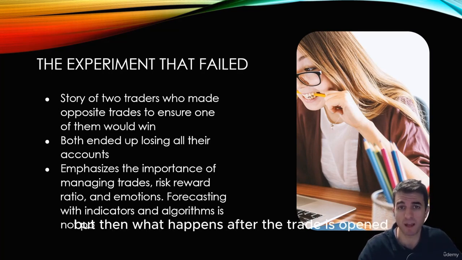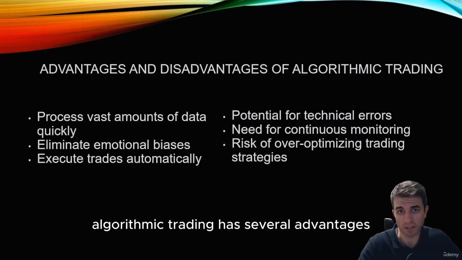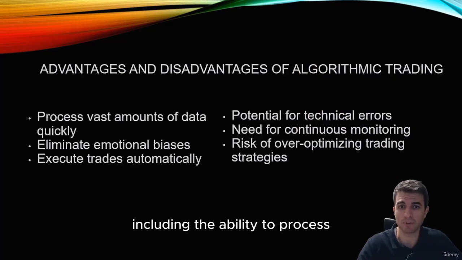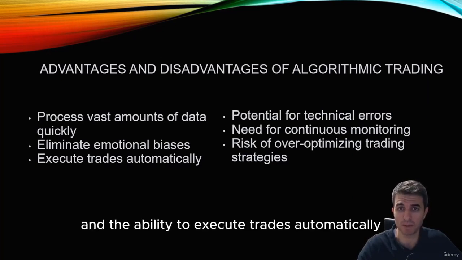But then what happens after the trade is opened will be affecting the trading outcome, I would say around 70% of the times. Now, algorithmic trading has several advantages, including the ability to process a large amount of data very quickly, the elimination of emotional biases, and the ability to execute trades automatically.